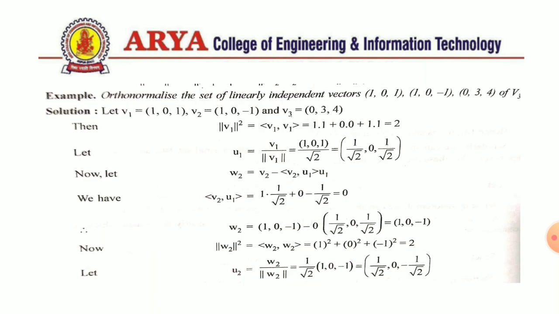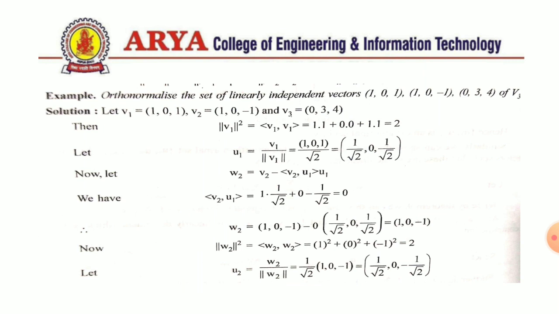Now let us discuss an example: orthonormalize the set of linearly independent vectors. Here we have to orthonormalize this set of vectors. Here vector V1 equals this one, V2 equals this one and V3 equals this one. Now if we take norm of V1 squared, then we get 2. So now we use the Gram-Schmidt orthonormalization. Let vector U1 equal vector V1 upon norm of V1, then we get this one.